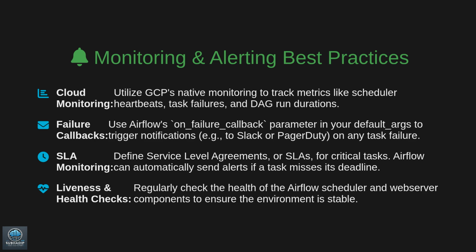Finally, building advanced pipelines means you need robust monitoring. In Cloud Composer, leverage the integration with Google Cloud Monitoring to create dashboards and alerts for key metrics. Within Airflow itself, use the onFailure callback parameter to send immediate notifications when a task fails. For time-sensitive jobs, define SLAs to get alerted if a task is taking too long to complete. Proactive monitoring is key to maintaining a reliable data platform.